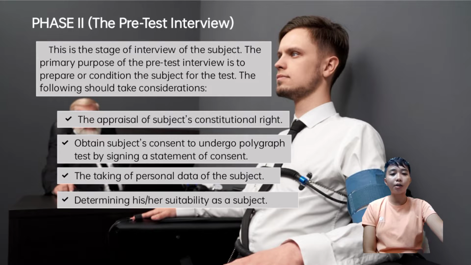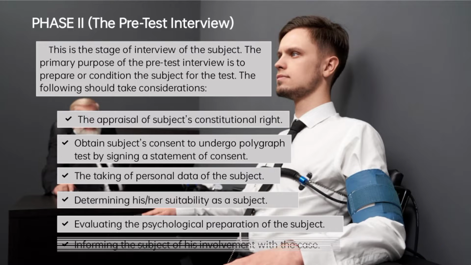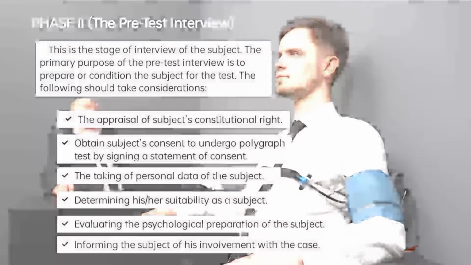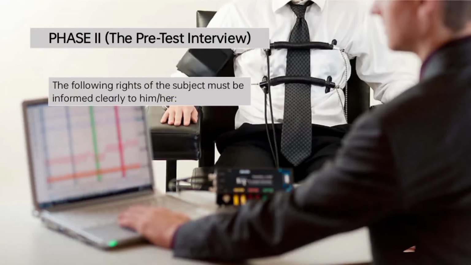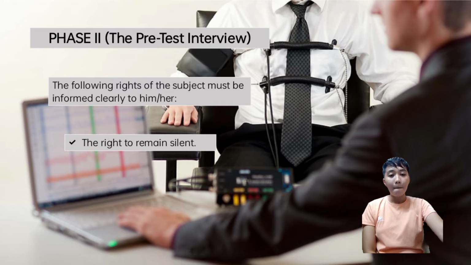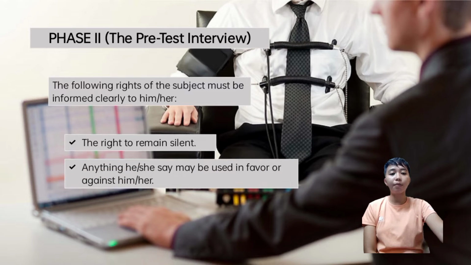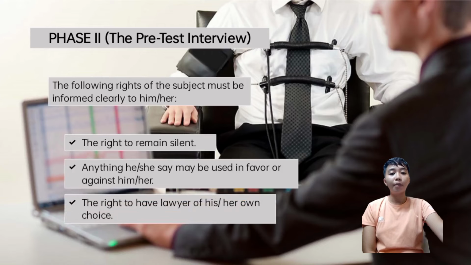Determining his/her suitability as subject. Evaluating the psychological preparations of the subject. Informing the subject of his involvement with the case. The following rights of the subject must be informed clearly to him or her. The right to remain silent. Anything he or she says may be used in favor or against him or her. The right to have a lawyer of his/her own choice.